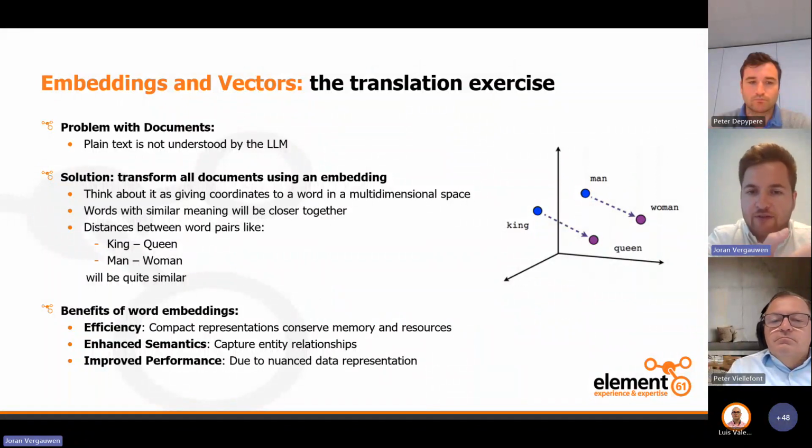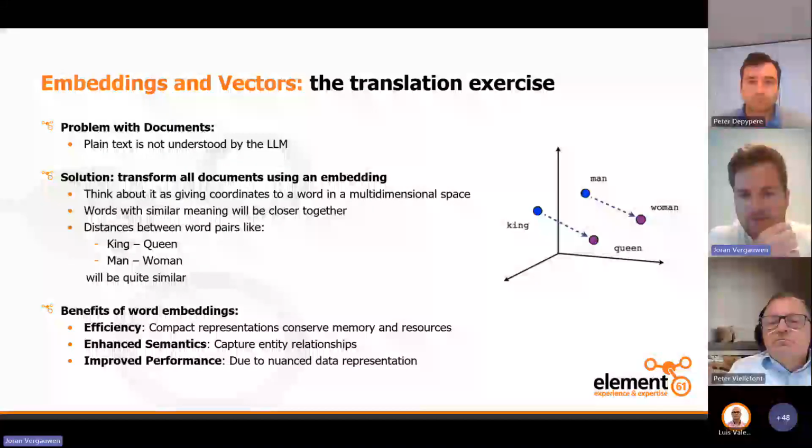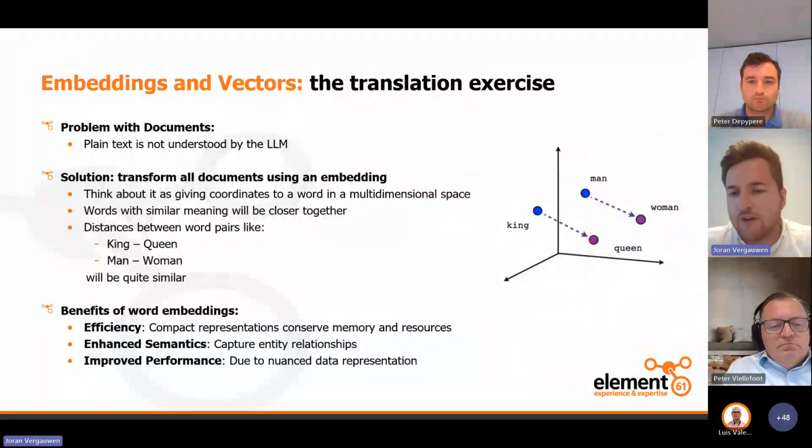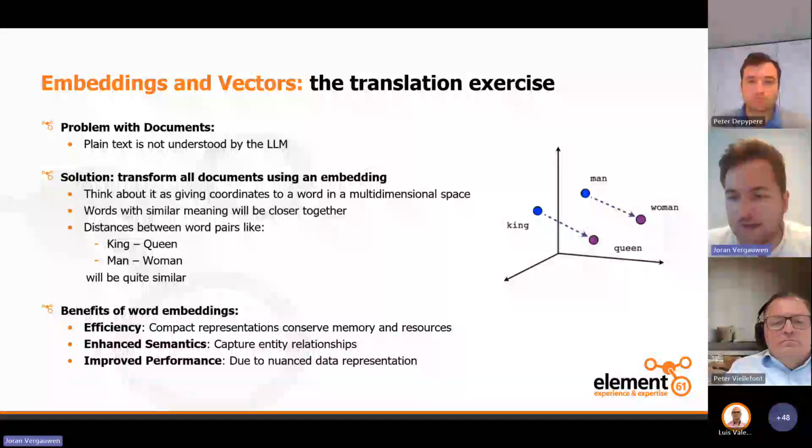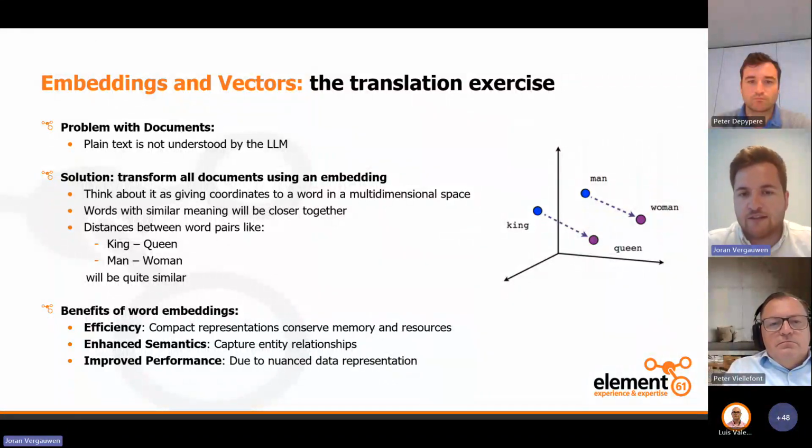Let's say that here we have king and queen and man and woman. You can see that the distances between king and queen and between man and woman are very similar in our embedding. Of course, for this example we used a 3D embedding, so three dimensions, so we can still visually represent it. But in reality, we will have many more dimensions, which makes us able to capture even more nuances and more meanings in each and every dimension that we have.